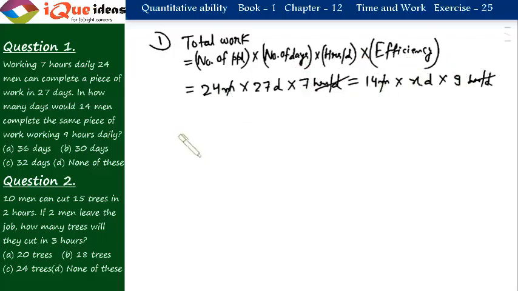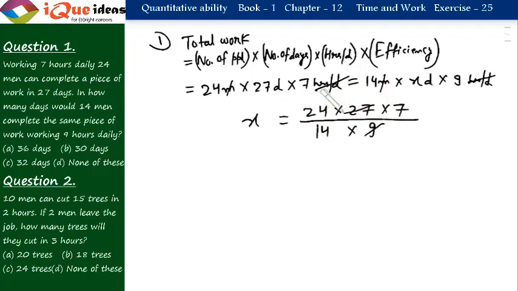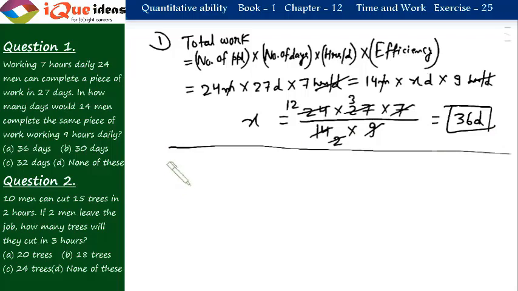So x would be equal to 24 into 27 into 7 divided by 14 into 9. So 9 cancels 27 3 times, 7 cancels 14 2 times, 2 cancels 24 12 times. So 12 into 3, that is 36 days. Right? Very simple question. Similarly, question number 2.